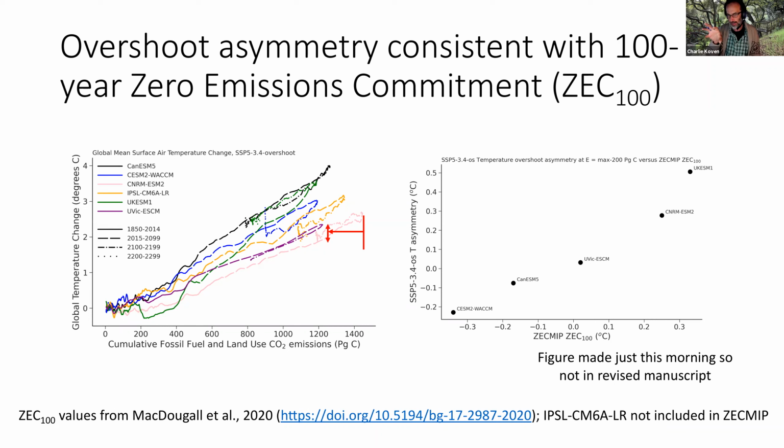This seems to be governed by the same sets of processes that are governing this committed warming under zero emissions. Basically, it's the differing timescales of ocean carbon uptake versus ocean thermal equilibration. But because both of those are controlled by roughly the same process, vertical ocean mixing, they tend to cancel each other out, but they don't perfectly cancel each other out. And because they don't perfectly cancel each other out in any given model, that seems to be a consistent response both under this overshoot scenario as well as under the zero emissions experiment. So I was glad when I made this figure this morning to see that there isn't a whole new extra degree of freedom in the Earth system that we were unaware of. It seems like this asymmetry is governed by the same sets of processes that are governing the ZEC.